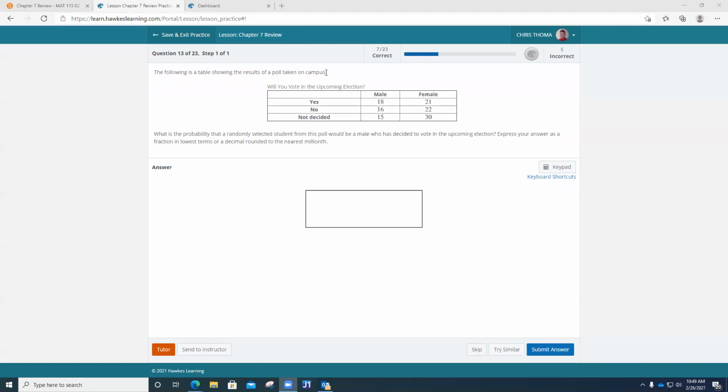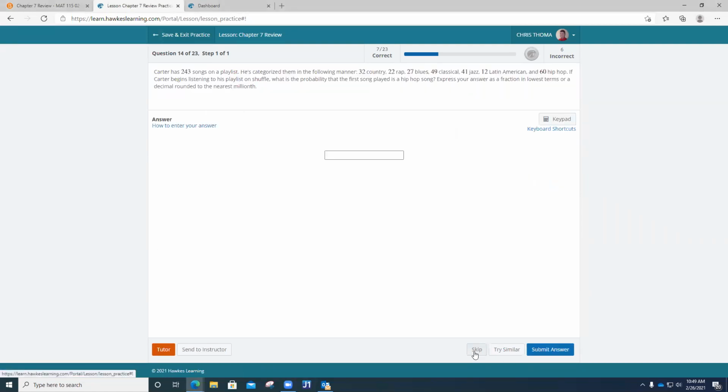All right, so here's another table problem, right? So figure out what your success and total is for this problem. This is much like the card one, right? So list this out. There's 243 songs. The first song played is a hip hop song, right? So hip hop, success over total.